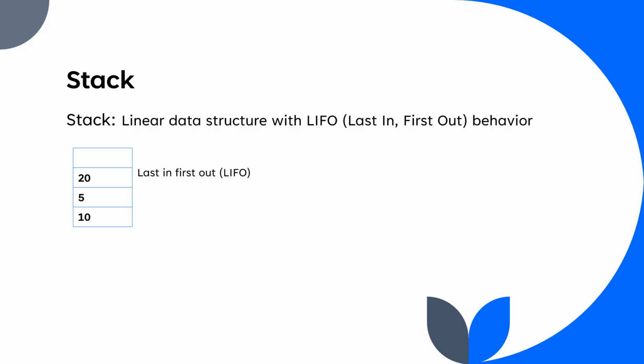So first, a stack is a linear data structure with last in, first out behavior. You can visualize it as a stack of dishes. The last dish on top is the first one removed. Here we have a stack of integers. 10 was added to the stack first, followed by 5, and then 20. When we remove an element by calling the pop function, the last element added, in this case 20, is the first removed.